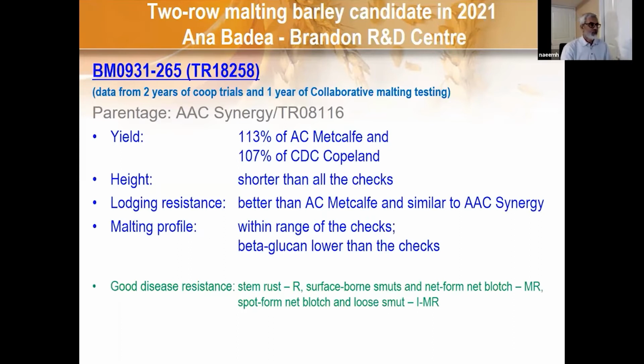TR18258 is another malting line that we presented for approval. It has a 13% yield advantage over Metcalf and 7% over CDC Copeland. It's shorter in height than all the checks. Its lodging resistance is better than AC Metcalf and is similar to AAC Synergy. Malting profile is within the range of checks. Beta glucan is lower than the checks. As with the other line, it also offers a very good disease resistance package.